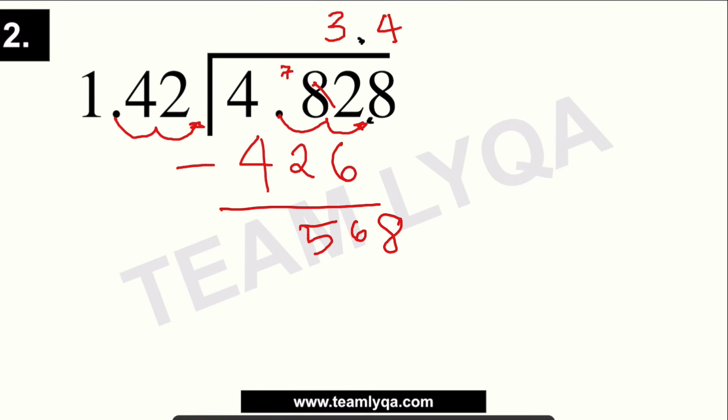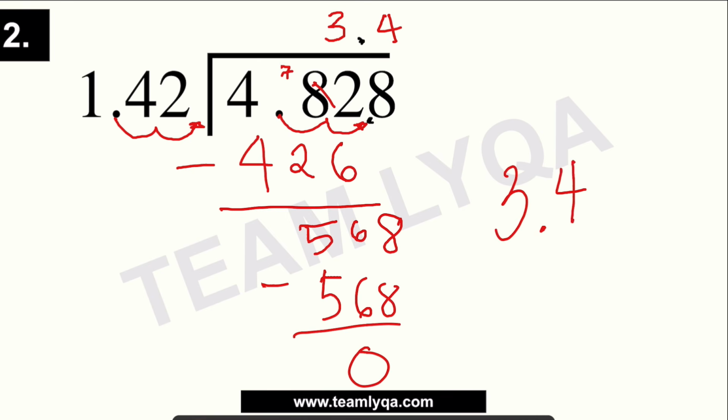Okay? Tapos, yung 4 na yan, times 142 is actually complete na, no? Kasi ang tamang sagot dyan is 568. So, ibig sabihin wala na tayong remainder. Ang tamang sagot natin ay 3.4. Yan yung final answer natin. Okay? So, again, it's the same steps. Move the decimal point sa labas, move the decimal point sa loob, and then divide.